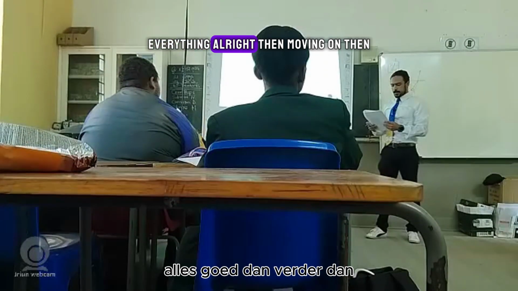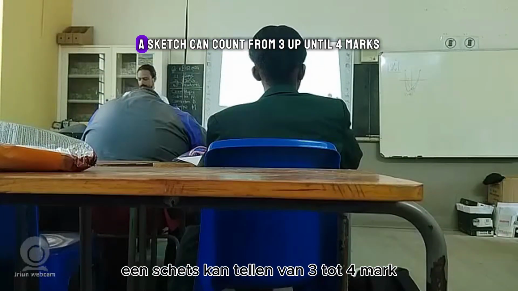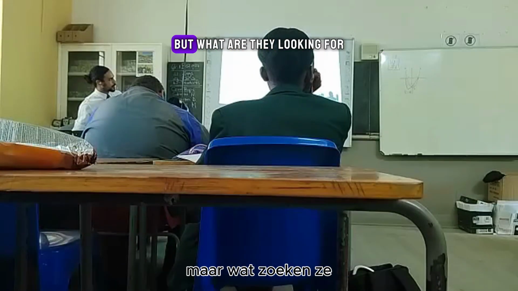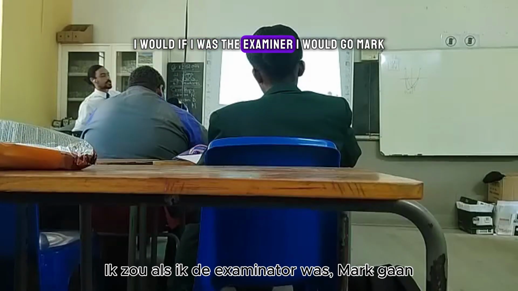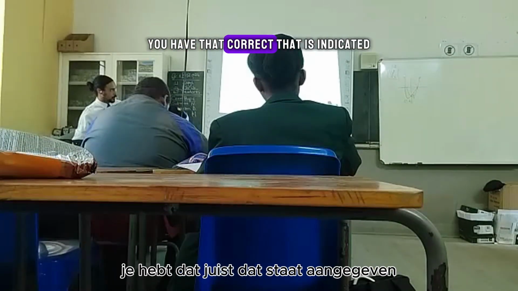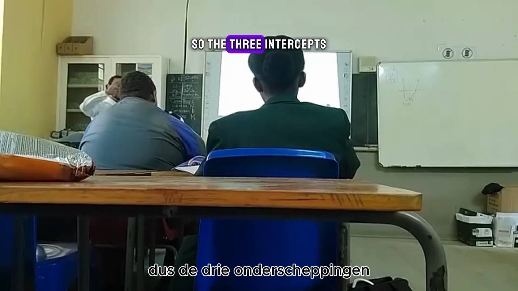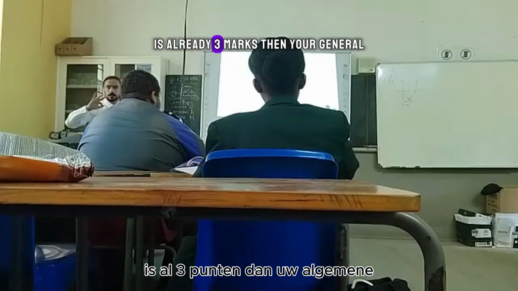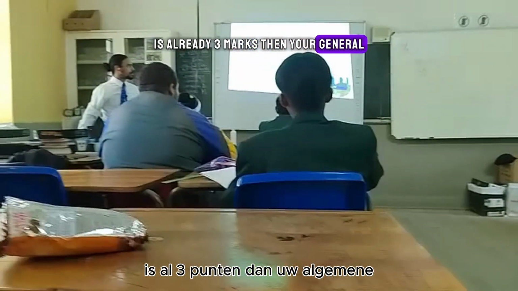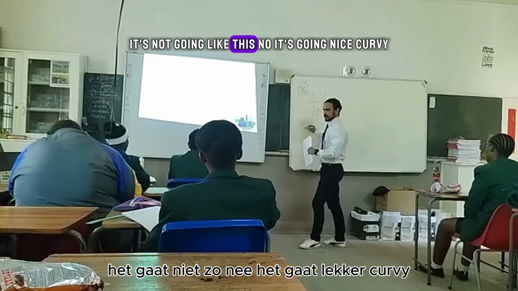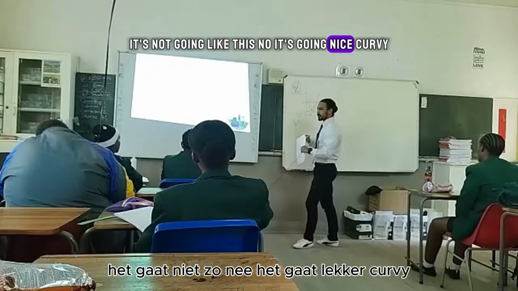Alright, then moving on there. A question like this, a sketch can count from 3 up until 4 marks. See there? They don't show the mark allocation here, but what are they looking for? If I was the examiner here, I would go: you have that correct, that is indicated. You have that correct, and that is correct. So the 3 intercepts is already 3 marks. Then your general shape, it's not going like this, I don't even want to show the wrong one. No? It's going nice, curvy, not pointy.